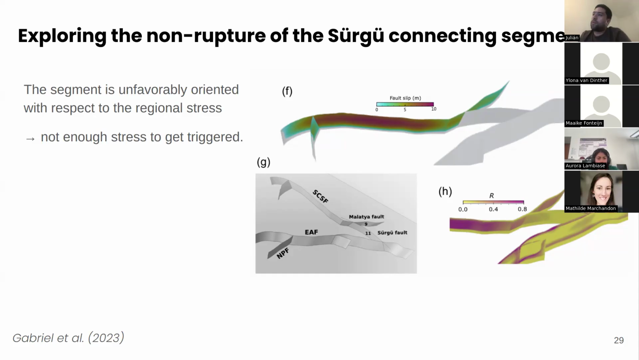And what we found is that this segment is in fact simply unfavorably oriented with respect to the regional stress field. You can see that here, looking at the pre-stress level on the faults, the stress orientation in our model, and just a very low pre-stress level on this fault. And so the rupture, when it reaches this intersection, propagates on the other segment because the initial stress is simply higher on this part of the fault.